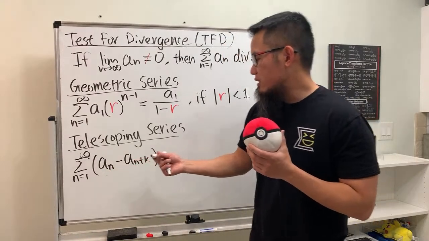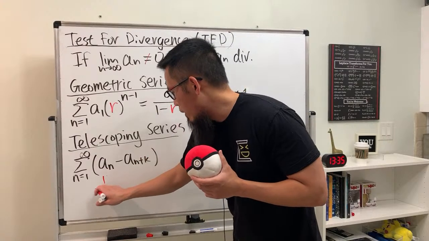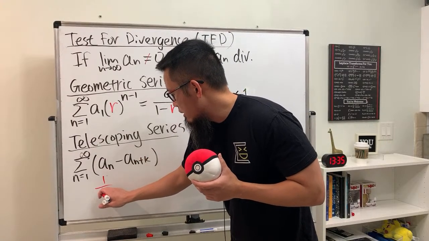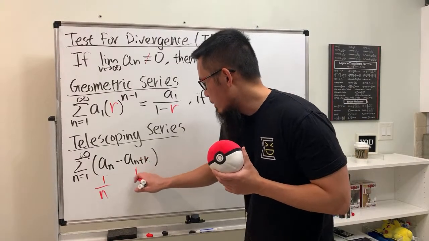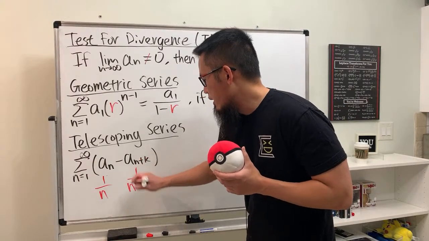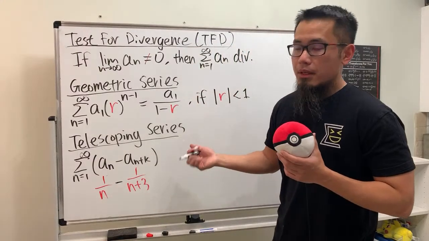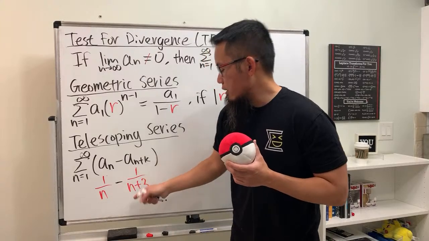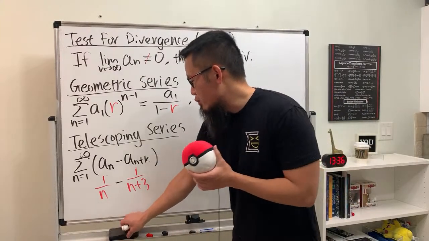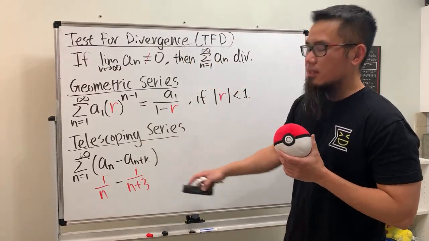So usually you will see things like, for example, a_n is equal to 1 over n, and then a_(n+k). If k is equal to 3, then you are talking about 1 over (n+3). And in the middle is subtract. So as you can see, they are the same kind, but they are just off by 3 terms. And sometimes the expression can be slightly crazier, but this is the idea.